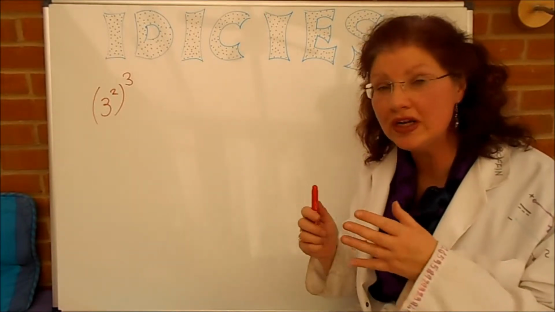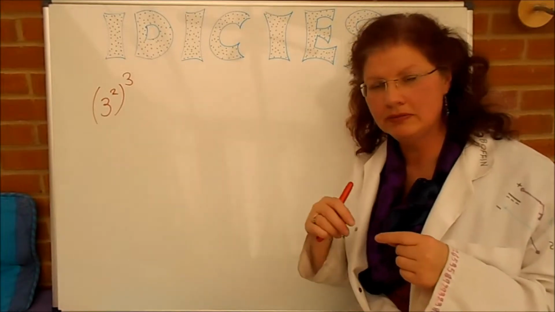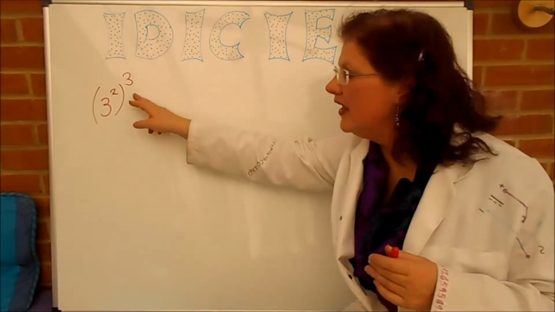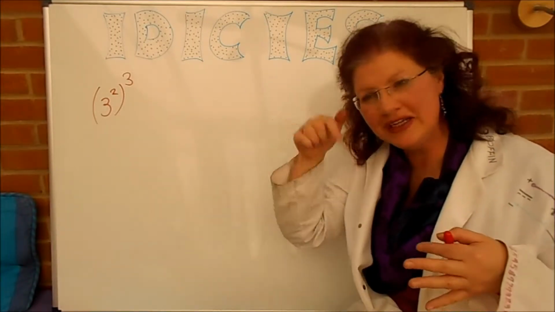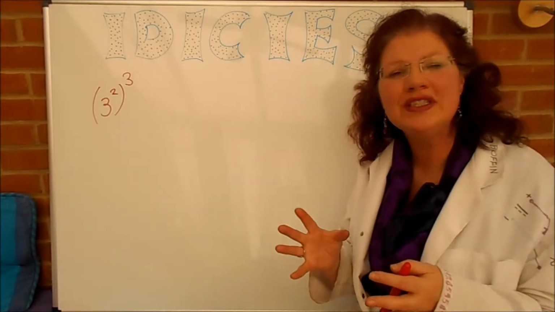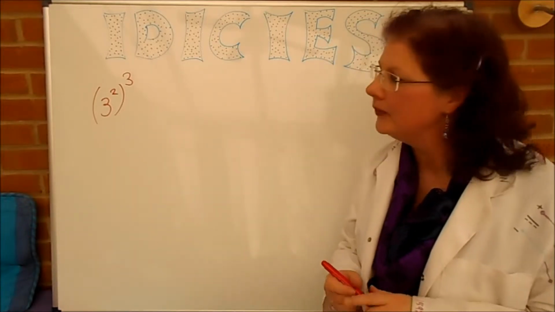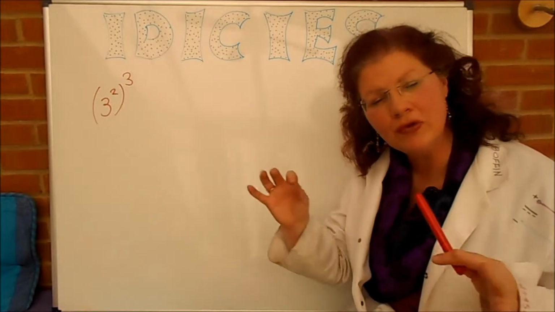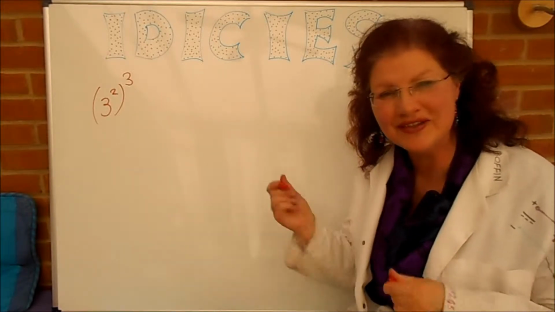Okay, so you could work that out. You could do 3 squared, well that's 9. And then the cube of that, so that'd be 9 times 9 times 9. But how do we simplify that without working it all out? Well, as ever, let's write it all out and we'll see how we can simplify it a bit.